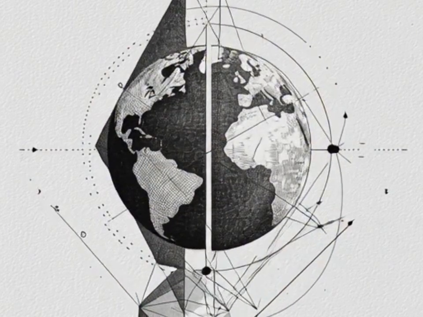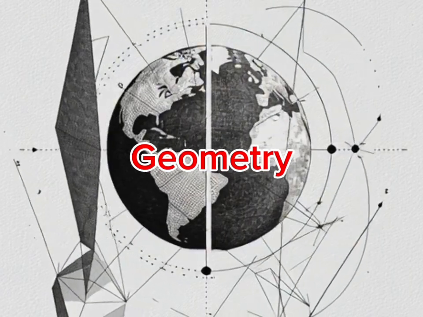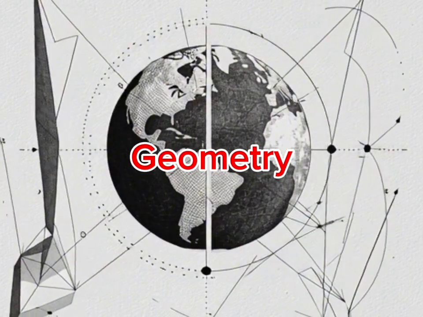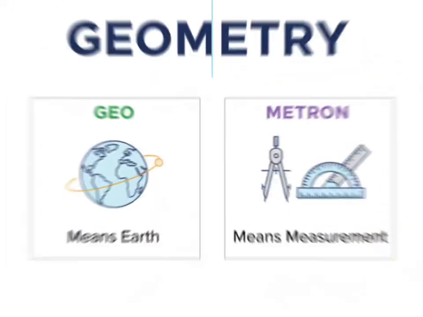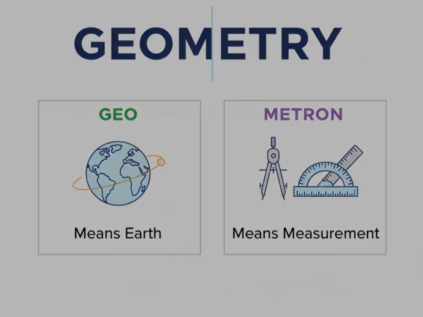Hello everyone. So today we're going to discuss geometry and we're going to learn it very fast. In 5 minutes you will be able to know what geometry is in every way. It's a Greek word, geometry, like geo and metron. Geo means earth and metron means measurement. So it's basically the measurement of shapes.